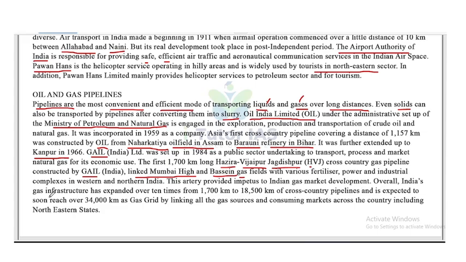Overall, India's gas infrastructure has expanded over 10 times from 1,700 km to 18,500 km of cross-country pipelines and is expected to soon reach over 34,000 km as a gas grid by linking all the gas sources and consuming markets across the country, including northeastern states.